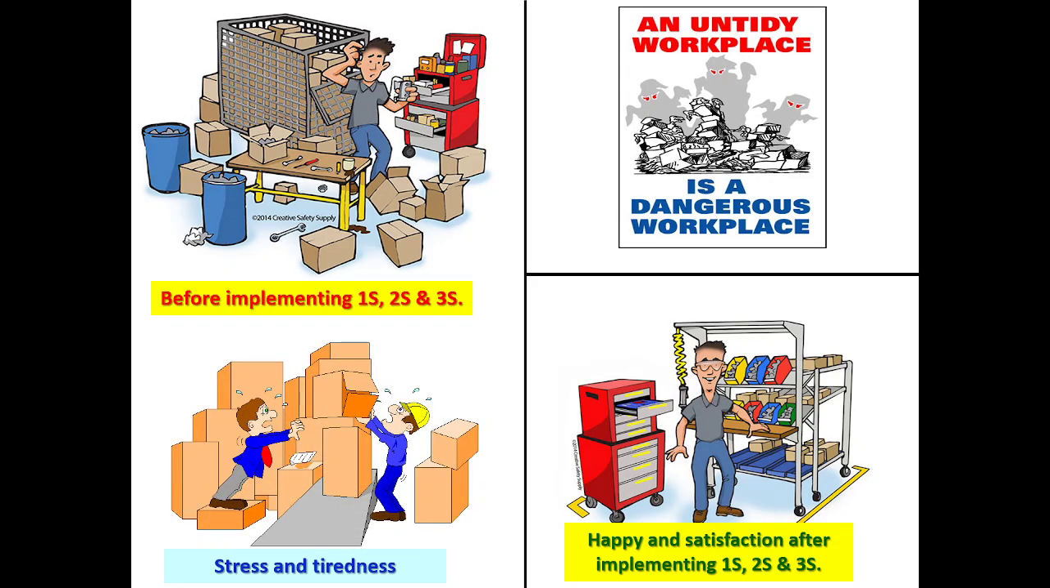This is another picture highlighting the importance in doing 1S, 2S, 3S. You can see two scenarios in this picture. First scenario in the left side is before implementing 1S, 2S and 3S. The employees are overstressed, tired and not happy. Second scenario, that is in the right side, after implementing 1S, 2S, 3S, the operator is very happy and satisfied. Moreover, an untidy workplace is a dangerous workplace.